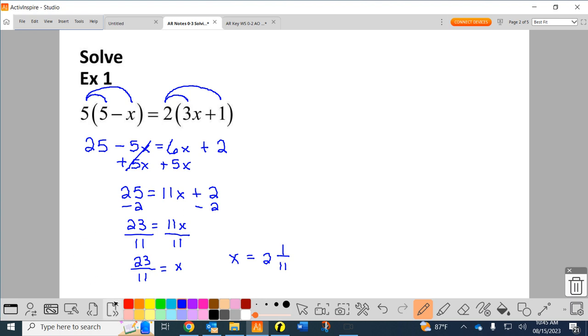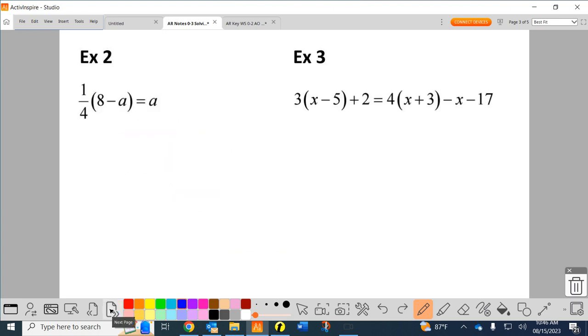Here we go. Example number 2. Example number 2 is going to involve the distributive property, but that's got a fraction with it. It's not a big deal, guys. Don't let it be a big deal. It's just going to be using your calculator to get rid of that. Here we go. We're going to multiply the 1/4 times both the things inside here. 1/4 times 8. Grab your calculators, type it. 2. Some of y'all are quick. That's awesome. Minus. They want you to wait. 1/4 times 8 is going to give you 2. And then 1/4 times a is going to give you 1/4 a equals a.